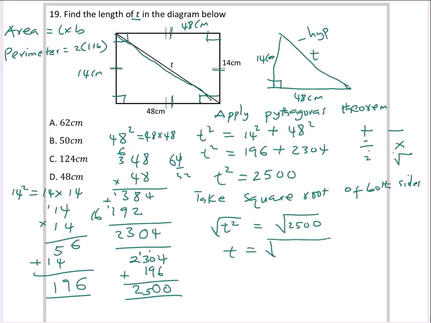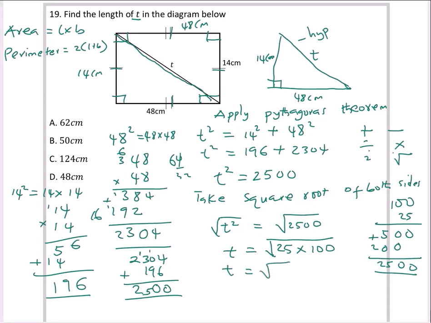Then I can say this is same as 25 multiplied by 100. If you can check it, let's say 100 multiplied by 25. 5 times 0 is 0, 5 times 0 is 0, and then 5 times 1 is 5. 2 times 0 is 0, 2 times 0 is 0, 2 times 1 is 2. So let's add them up. You see that we still have 2500. So I didn't change anything. So that simply means that t is same as square root of 25 multiplied by 100.